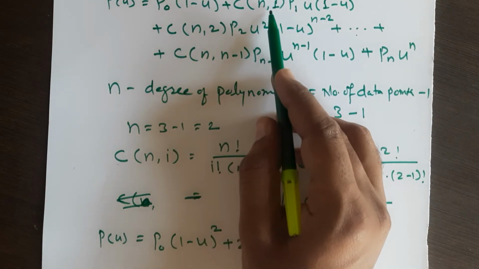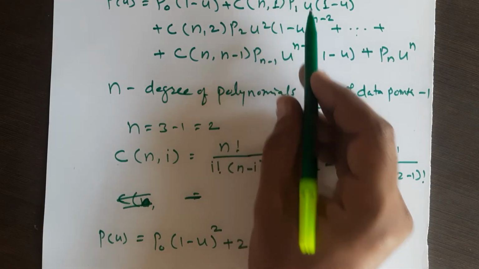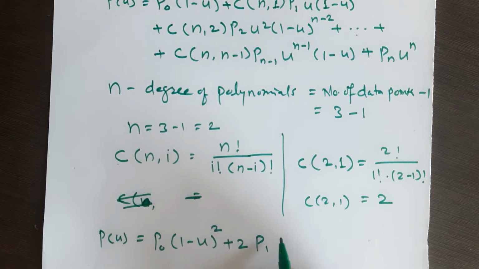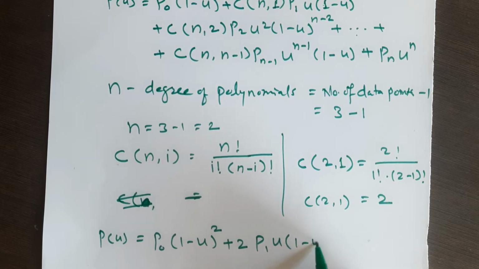Cn comma 1, 2 is there, so 2. Then after that here P1 is there and u. Okay, so P1 and u will be as it is. Then after that 1 minus u raised to n minus 1. Okay, so 1 minus u raised to n minus 1. Now n is 2 and 2 minus 1 will be 1. Okay, so it will be 1.